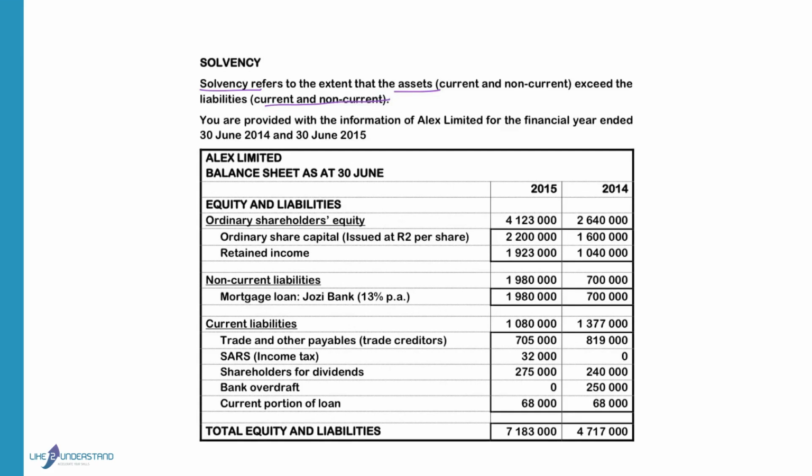Now, if we look at the balance sheet, you will see that the total assets are not given. But we know that according to the accounting equation, assets equals equity plus liabilities. Assets are not provided, but the assets must be equal to the equity and liabilities, and the total at the bottom is your equity plus liabilities. So that is the figure that we will use as the total assets.